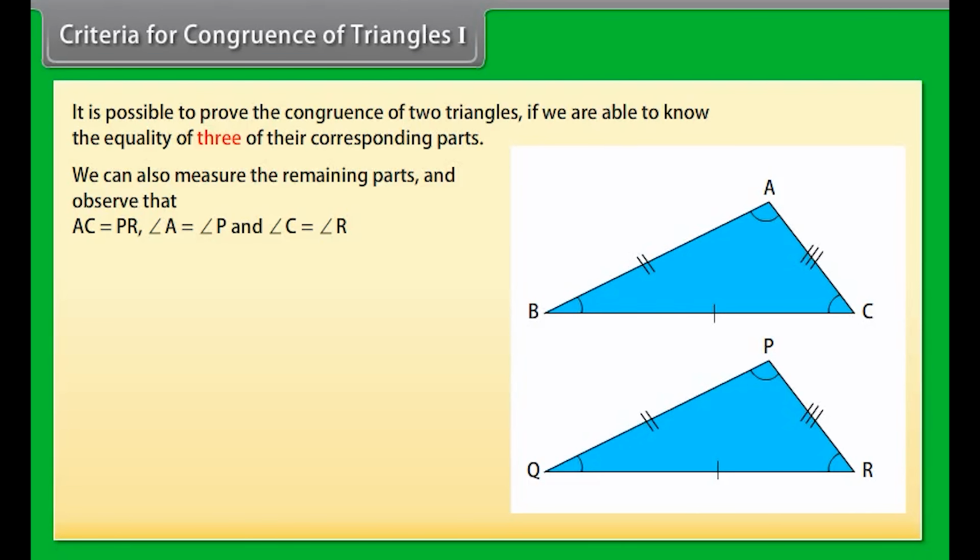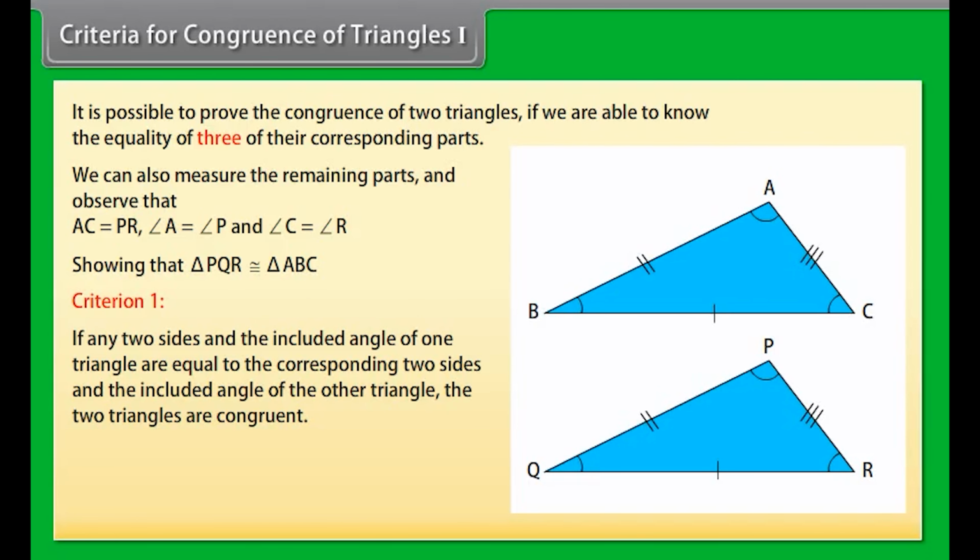Alternatively, we can also measure the remaining parts and observe that AC is equal to PR, angle A is equal to angle P, and angle C is equal to angle R, showing that triangle PQR is congruent to triangle ABC. This means that equality of these three corresponding parts results in congruent triangles. Thus we have criterion 1. If any two sides and the included angle of one triangle are equal to the corresponding two sides and the included angle of the other triangle, the two triangles are congruent. This criterion is referred to as SAS, the side angle side rule.